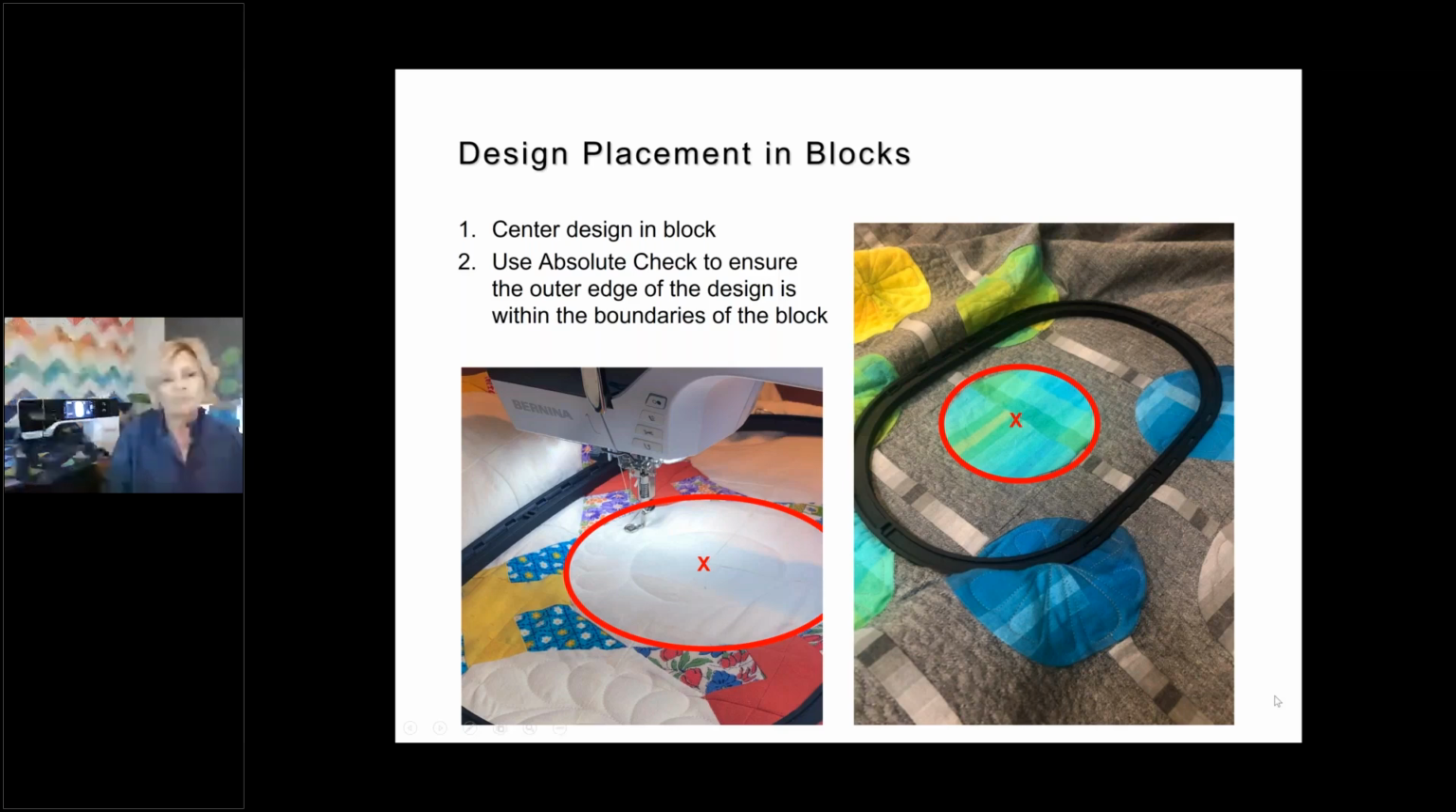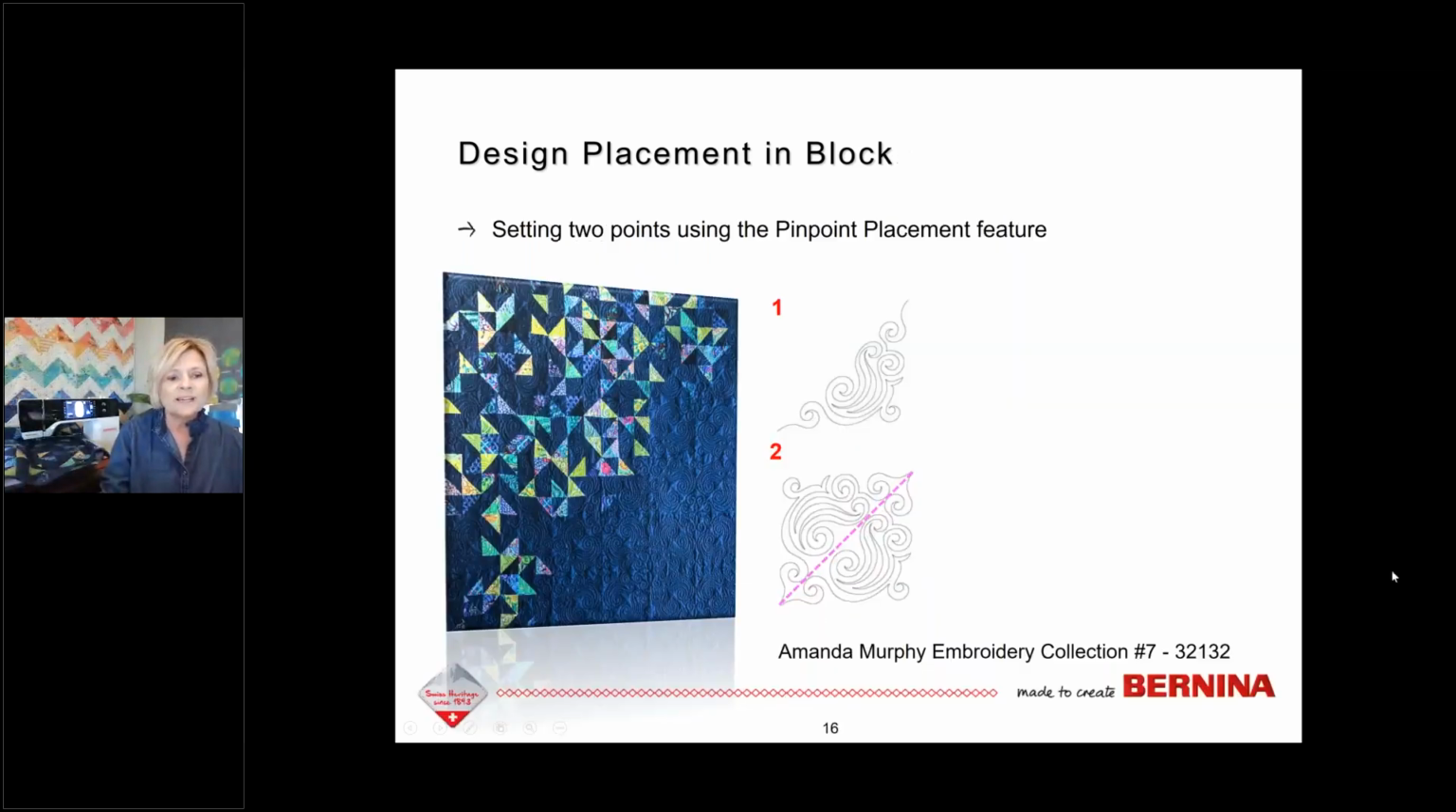Let's go to pinpoint placement. So in this quilt here, this faded quilt, I quilted the entire quilt with this block that you see here. I started with this triangle design, and then what I did was I duplicated it and mirror imaged it, and so then I ended up with a square design.